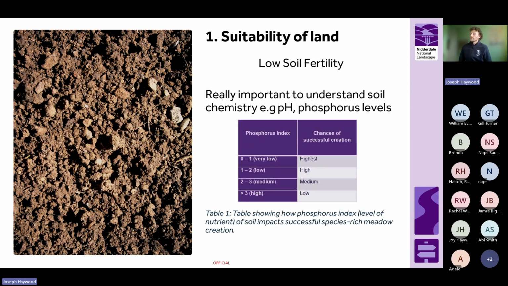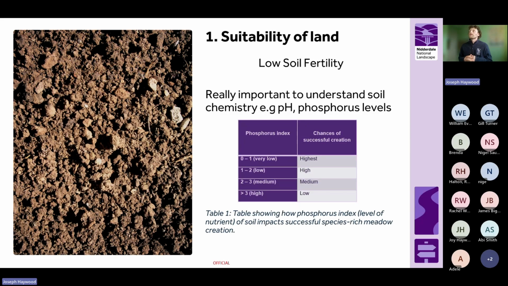If you can see, when the phosphorus index is 0 to 1, which means you've got low concentrations of phosphorus in your soil, the chances of successful meadow restoration is at its highest. And if you go down, when you've got a P index of 3 or more, your chances of successful restoration fall dramatically.